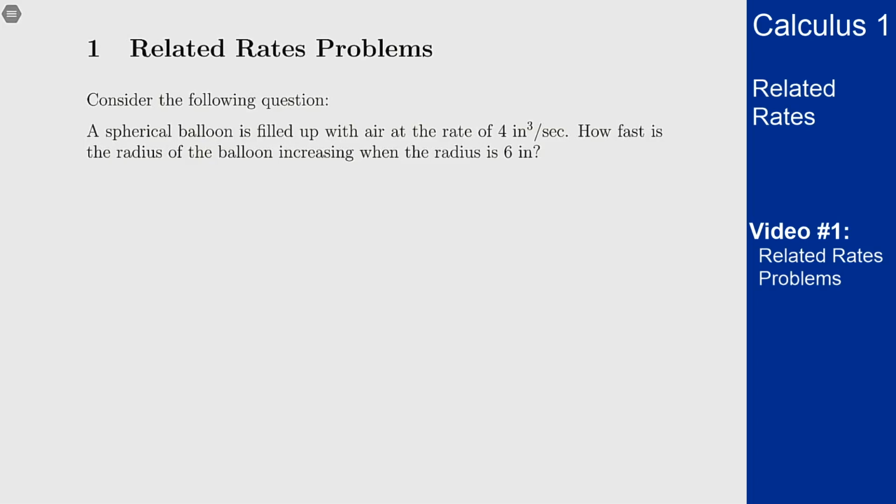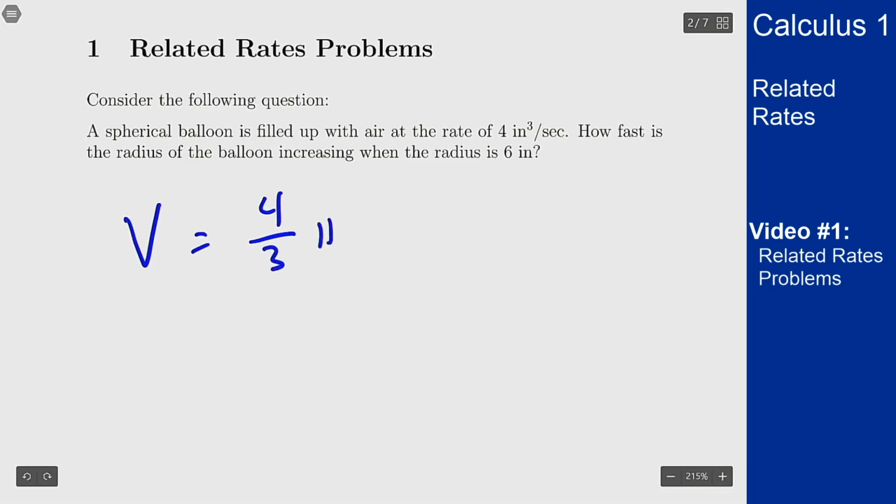A spherical balloon is filled up with air at a rate of 4 cubic inches per second. How fast is the radius of the balloon increasing when the radius is 6 inches? The question is asking us about how fast the radius is increasing at a certain point, and we know something about the volume. You might start writing down things you know. So we know how the volume of a spherical balloon relates to its radius, right? The volume of the sphere is 4/3 pi r cubed.